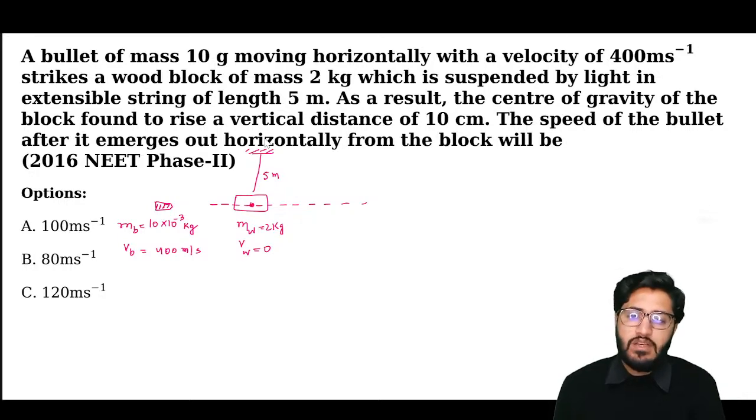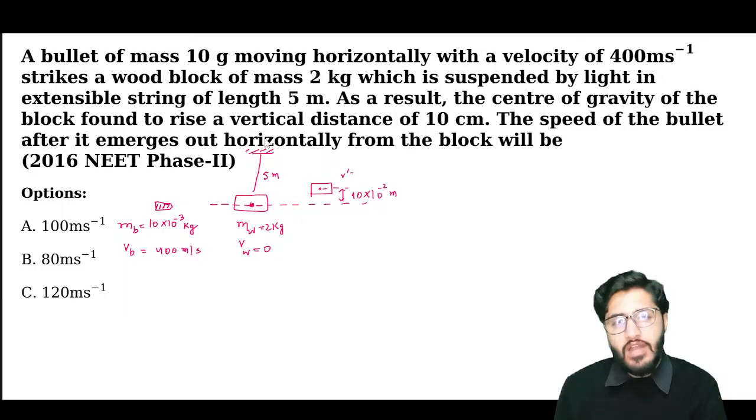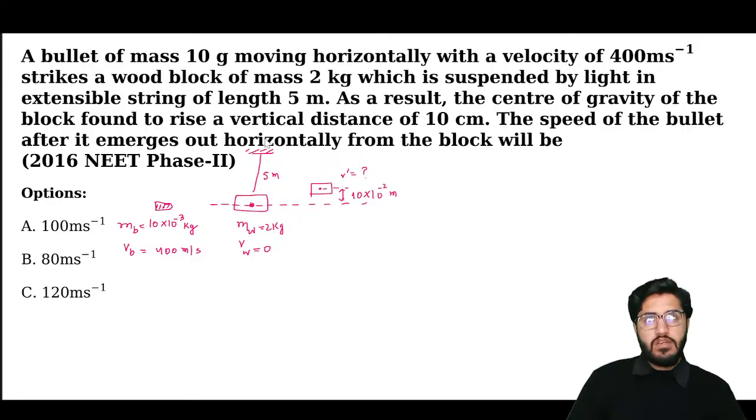So after some time it will be here now. When the bullet enters it, it will be like this. So this displacement is given to be how much? 10 centimeters, that's 10 into 10 to the power minus 2 meter. Okay. The speed of the bullet after it emerges, here it is v dash. So I had to find this v dash. So how can I get it?